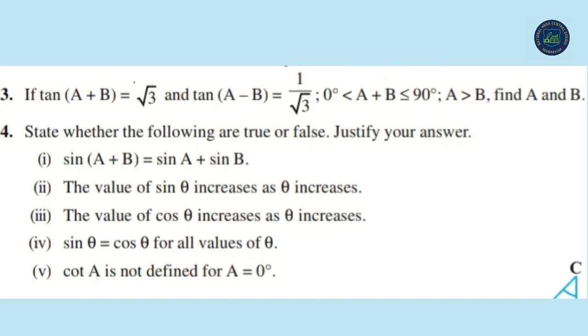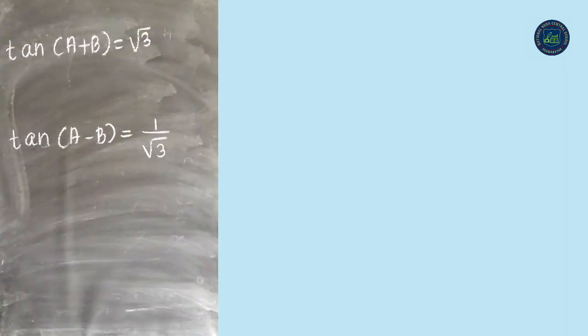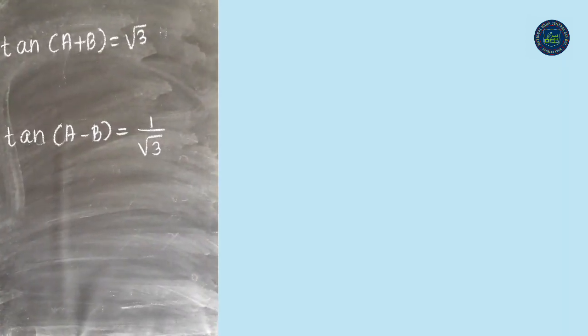Next we are moving to the third question. If tan (A plus B) is equal to root 3 and tan (A minus B) is equal to 1 by root 3, what are the values of A and B? How to find out? From the table we know for which angle the tan value is root 3. For which angle? If the angle is 60 degree. So what is the meaning? A plus B is equal to 60 degree. And similarly, tan of which angle is equal to 1 by root 3? What is that? 30 degree.